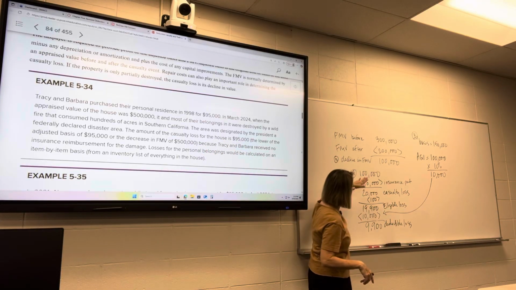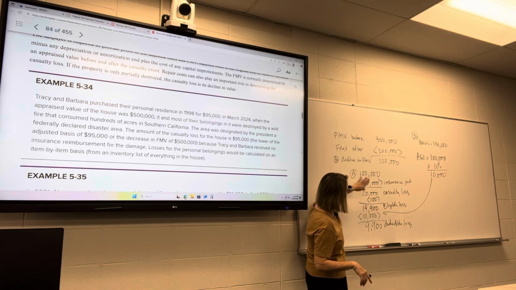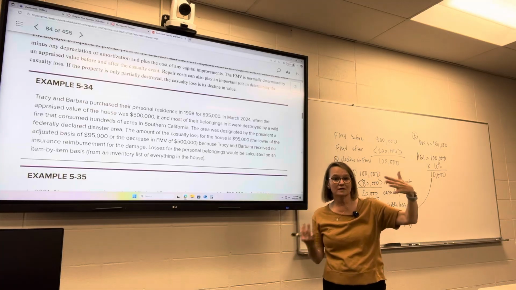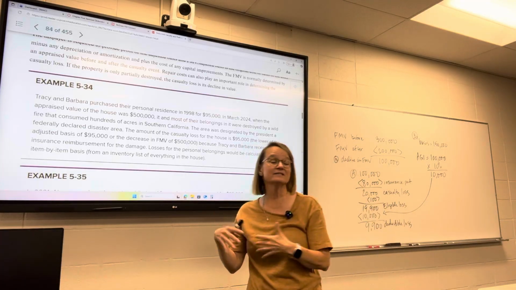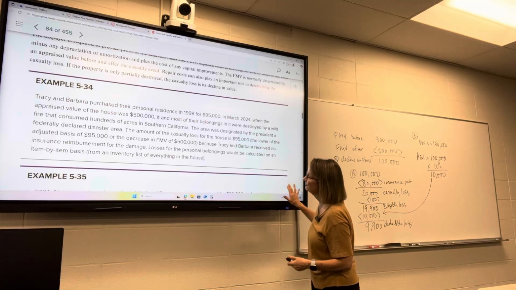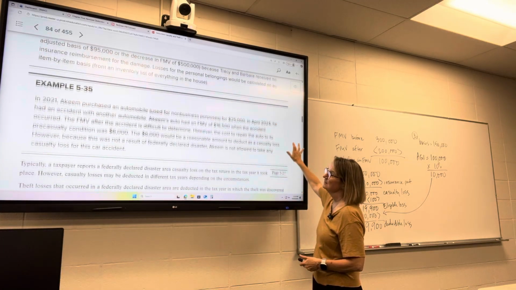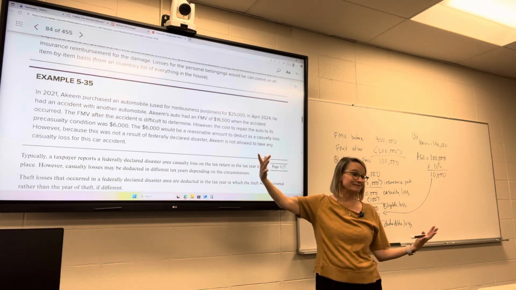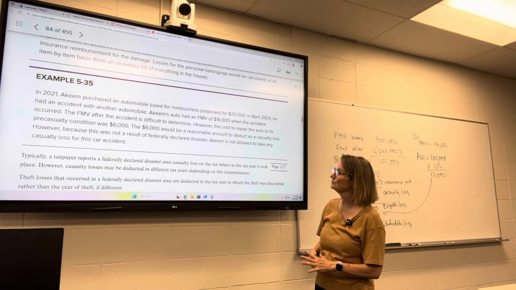In their example, there was no insurance payment, so that casualty loss would be that $95,000, but they don't get the full amount. And again, this is just a deduction, so it reduces their taxable income for the year. So they're just saving taxes. They're not actually getting $95,000 because they didn't have the insurance for it.